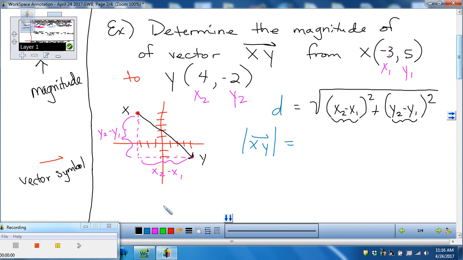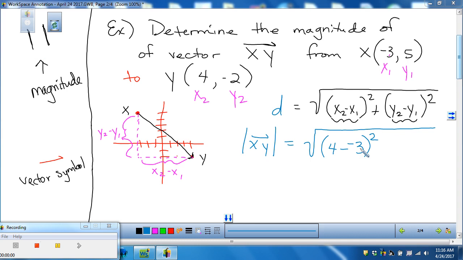So let's go ahead and do that. The first thing we're going to do is take our square root symbol. Don't forget the square root symbol. We are finding the magnitude of vector xy, and so we're plugging it into the formula. The formula says take x2 and subtract x1. Well, x2 is 4, and we are subtracting x1, which is -3. And then we're going to square that.